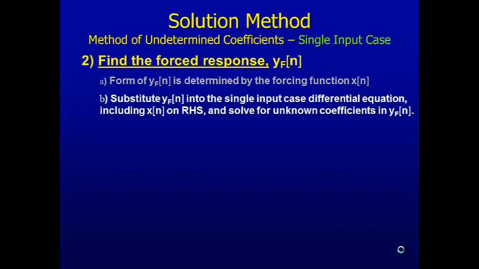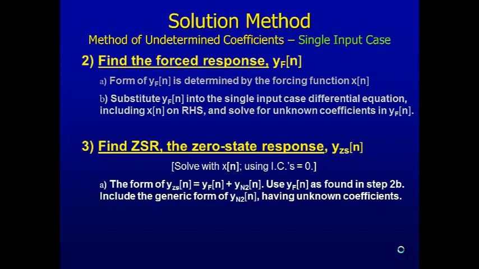Sorry, trying to make it readable and making it worse. u of n. How's that? Okay. So we found the forced response of the single input case, and we're running out of time. How do we do the rest? Find the zero state response. It's the forced response plus a natural response. Oh, I already know the shape of the natural response.